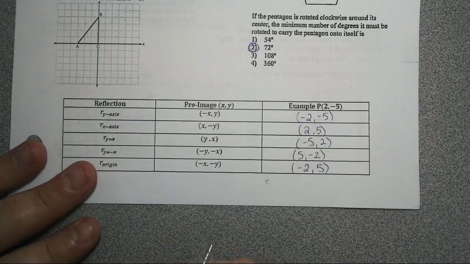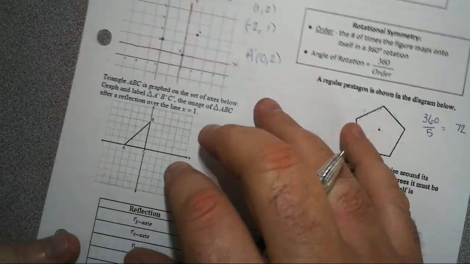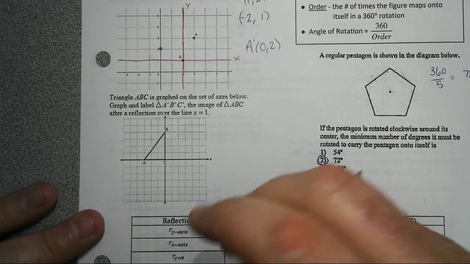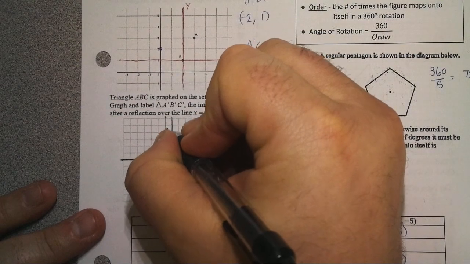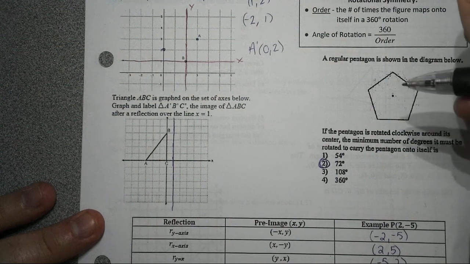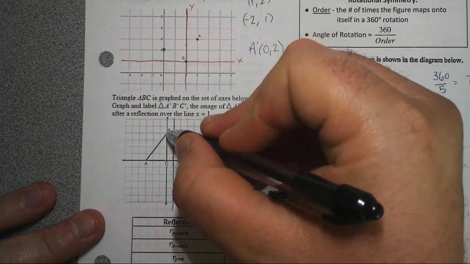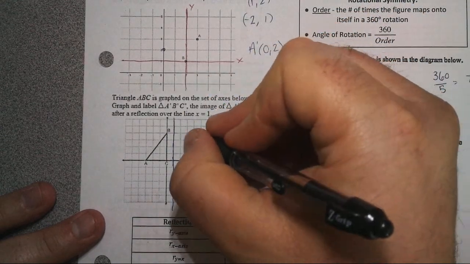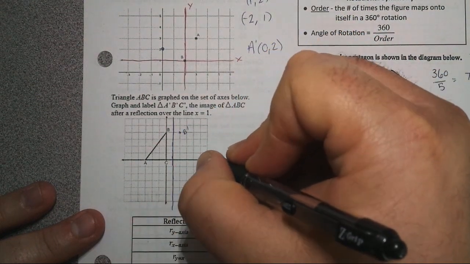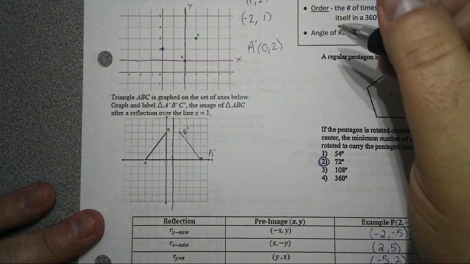Now, what happens if it's not one of these: y-axis, x-axis, y equals x, y equals -x, or the origin? What if I reflect over a line? Usually they give you a vertical or horizontal line. In this case, x equals 1, which is this line right here. What happens if I reflect over that line? All I'm going to do is count the distance from point B to that line and then move past it the same distance. So it's 1 here, 1 past, and this is where point B prime is going to go. Here it's 1, 2, 3, 4. I go 4 past, and that's where A prime is going to go. And that's the reflection.